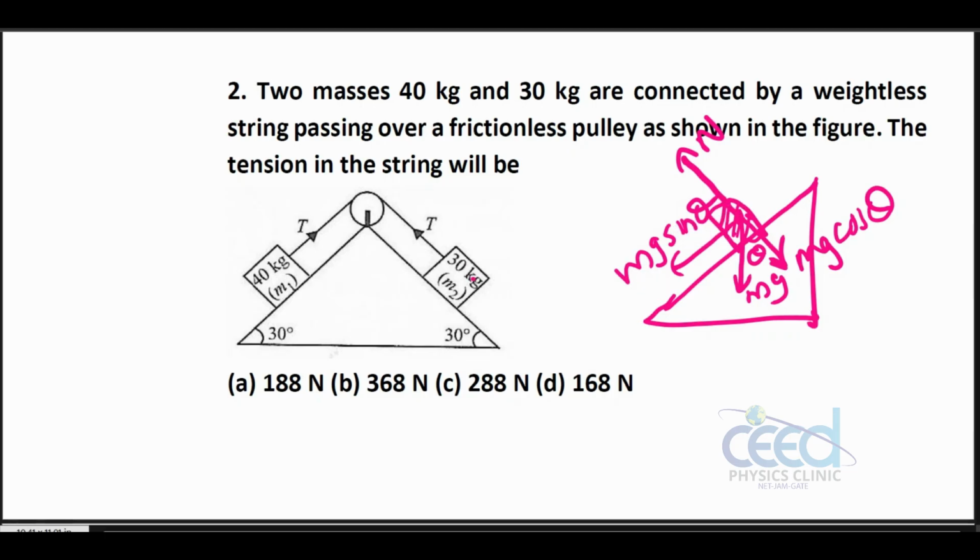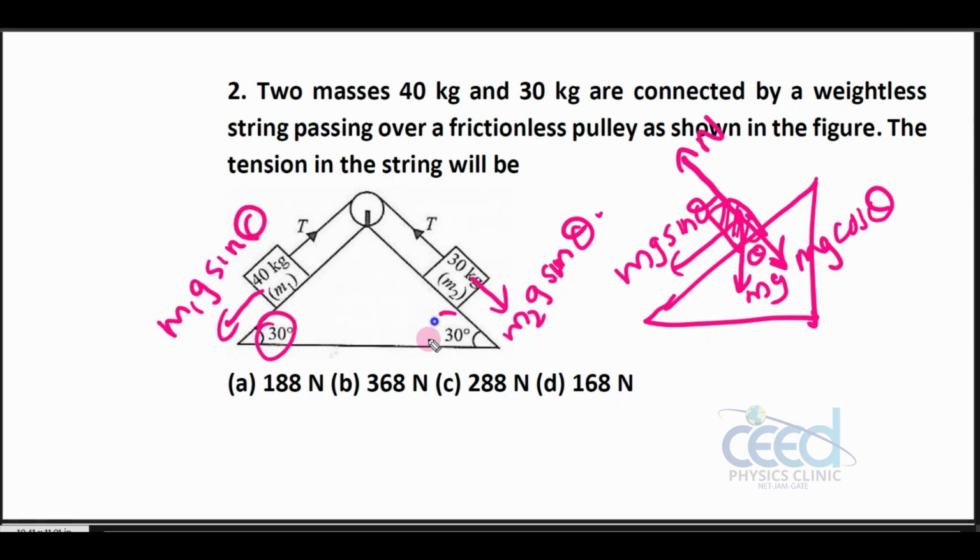So what is the force in this direction? Here m2g sin theta. Here that is m1, so that is m1g sin theta, but both angles are 30 degrees, right? Then theta is 30 here, 30 here. M1g sin theta. Then what is the net force? They are asking about the tension in the string. So we need the tension. Before that, we need the common acceleration, right?